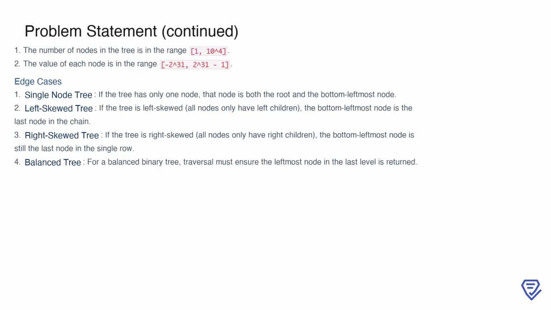Let's also consider some edge cases. If the tree consists of only one node, that node is both the root and the bottom leftmost node. In a left-skewed tree, where all nodes only have left children, the bottom leftmost node is simply the last node in the chain. For a right-skewed tree, even though all nodes are aligned to the right, the bottom leftmost node is still the last node in the single row. Finally, in a balanced binary tree, we need to ensure that the leftmost node in the last level of the tree is correctly identified and returned.